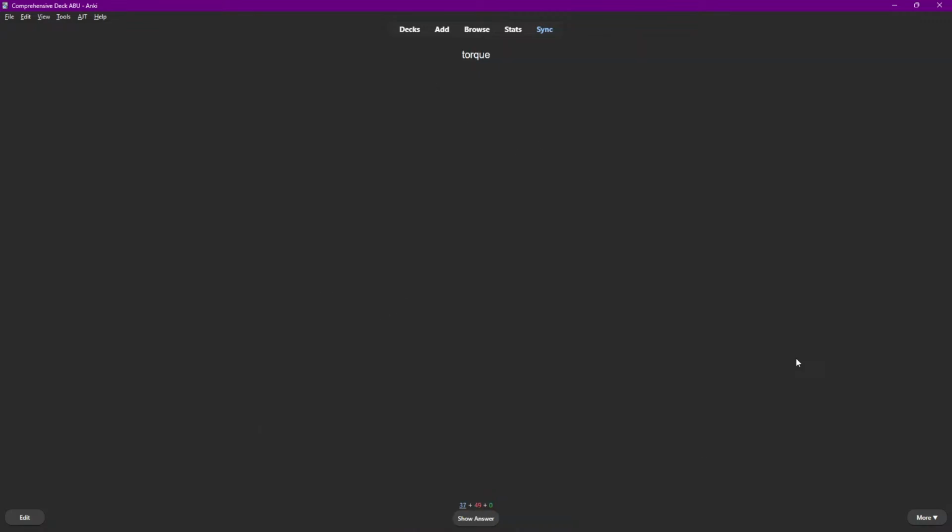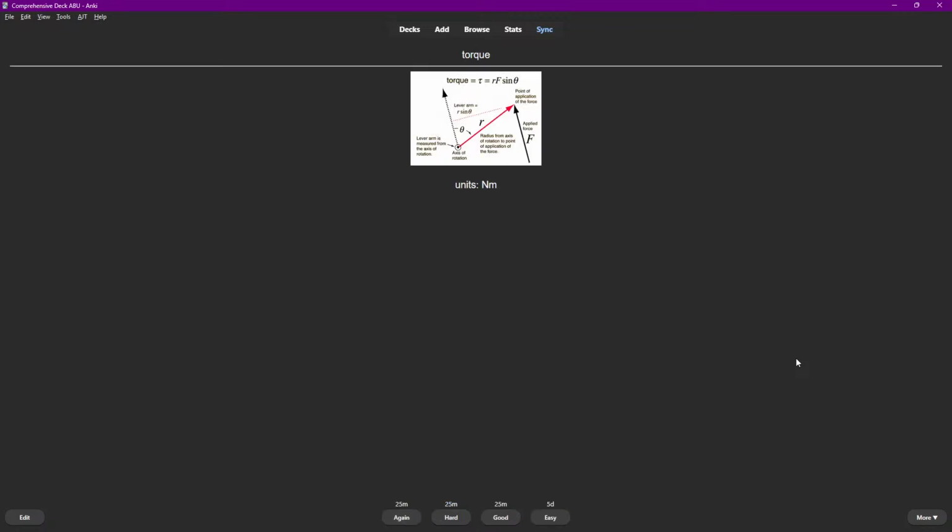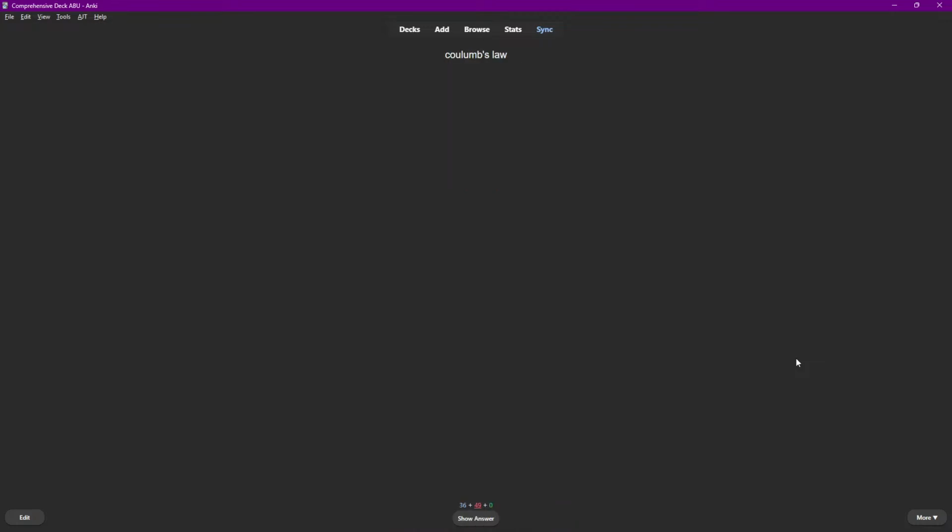Torque is equal to force times distance times sine of the angle. Coulomb's law, force between electrons is equal to K times Q1 times Q2 over R squared.